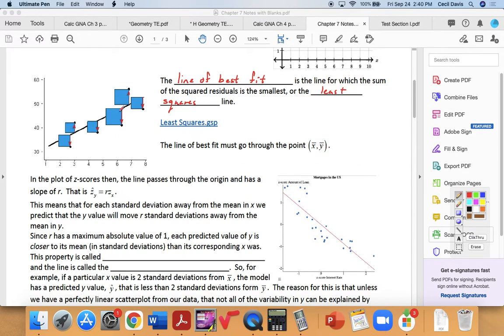So here's what we're doing. We're taking all these residuals and squaring them. Now, why do you think they decided to square the residuals? Why not just say the sum of the residuals was as small as possible?